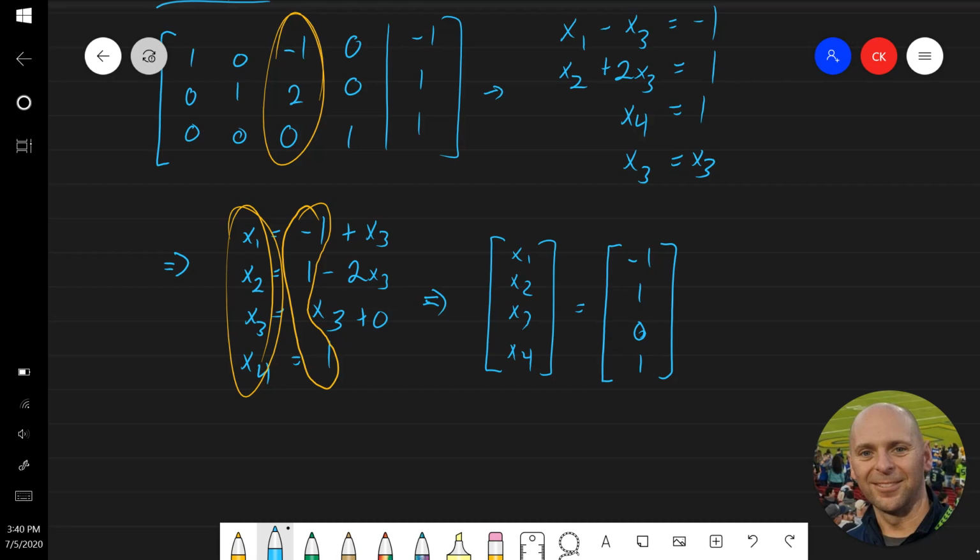And then we would add to that x3 times, and now I'm going to pull off the coefficients in front of x3. So 1, minus 2, 1, and 0 for the x4 piece, since x4 was a constant that ended up in that constant column matrix. So this now becomes the vector form for that solution.